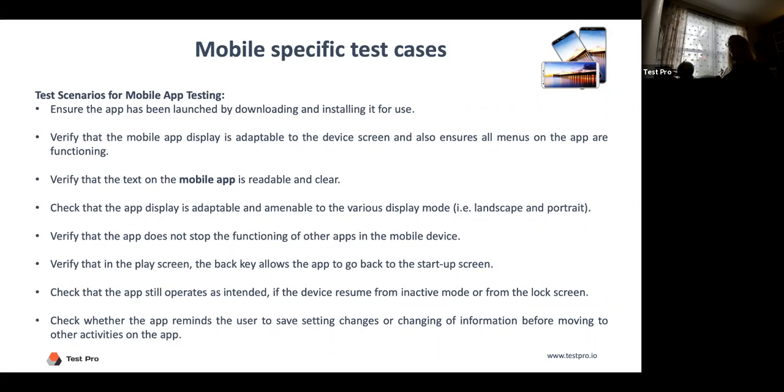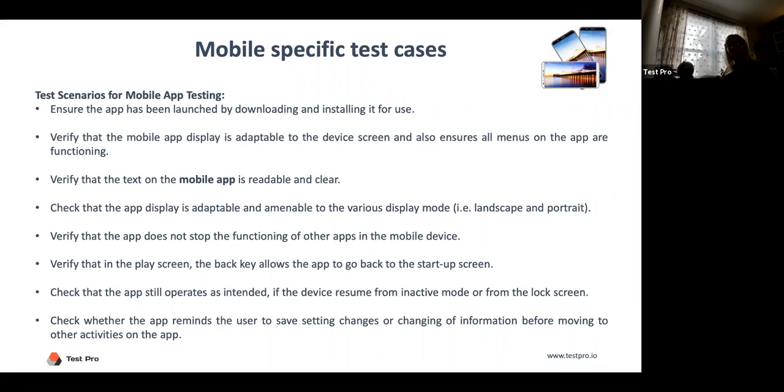So what else? Check that the application still operates as intended when the device resumes from inactive mode or the lock screen. That's really useful. For example, you're checking your emails in the Gmail application, and on pretty much all phones there is a button on the side, and once you click this button, your phone is locked. What you're supposed to make sure is that once you unlock it, you will see the same application view as before you locked the screen, because some applications are not able to handle lock screen mode. So we're supposed to make sure that once we unlock the phone, it's still the same view of the application.